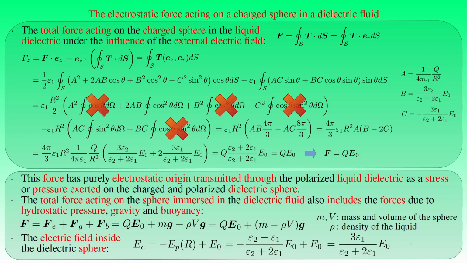But this is equal to the negative constant C, that is, the latter represents the uniform electric field inside the sphere. We also see that the constant B has a similar form, and it in fact describes the electric field in the liquid layer immediately surrounding the sphere.